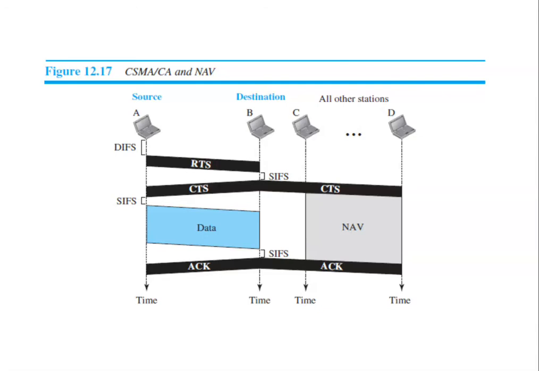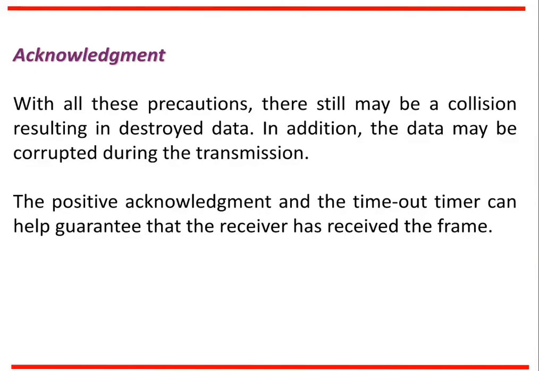After a short time duration, acknowledgement will be sent back. This is how the data will be sent. In addition to that, you can see that the destination sends a clear to send, which will be broadcast to all the other stations involved in the network. And this clear to send message will have the duration during which the medium will be occupied for the transmission between A and B.